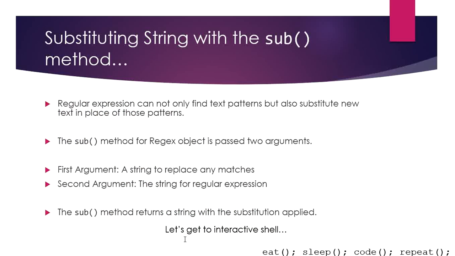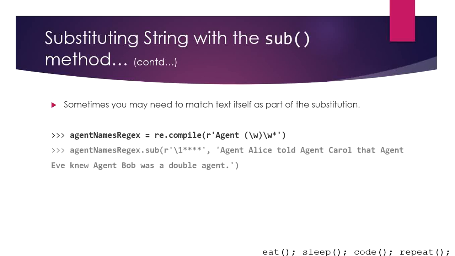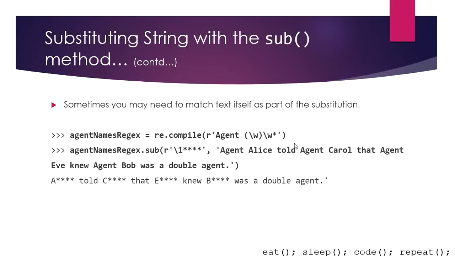So we have substitution strings, we did the substitution. This is what I was telling you: sometimes you may need to match the text itself as a part of the substitution. This is the same program which I wrote with a different string. We want to match agent, but that can be anything, for example agent Alice told agent Carol, agent Bob was a double agent, whatever. This is what we're going to get as our output. So this is it, substitution strings with the sub method.